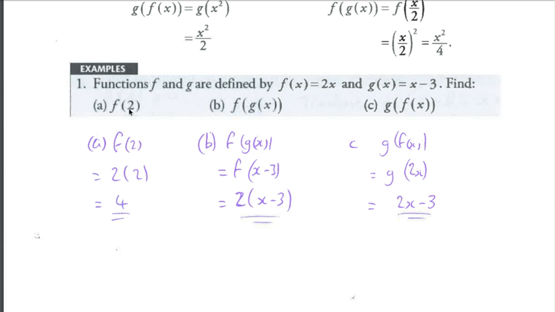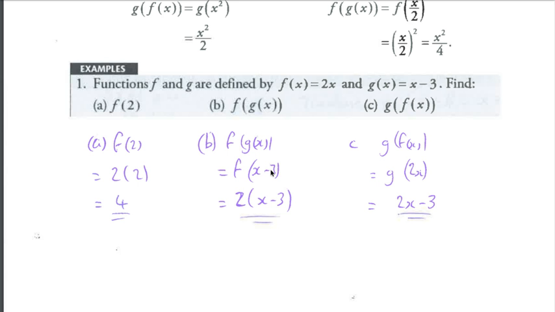Well, how did we find f of 2? We replaced x with whatever is in this bracket. So f of 2 was 2 2's, which is 4. What would f of 7 be? f of 7 would be 2 7's. What would f of a be? f of a would be 2a. What would f of a minus 3 be? f of a minus 3 would be 2 lots of a minus 3.